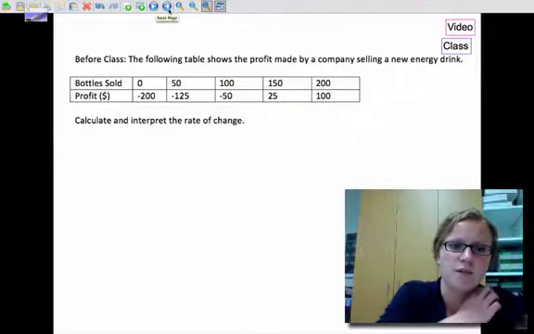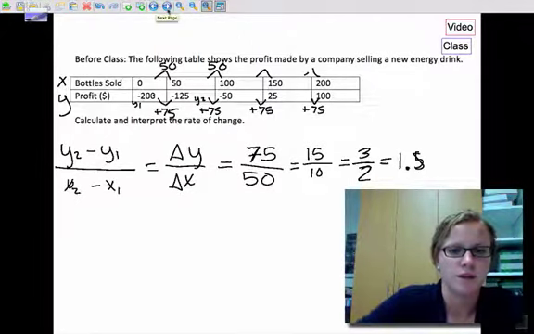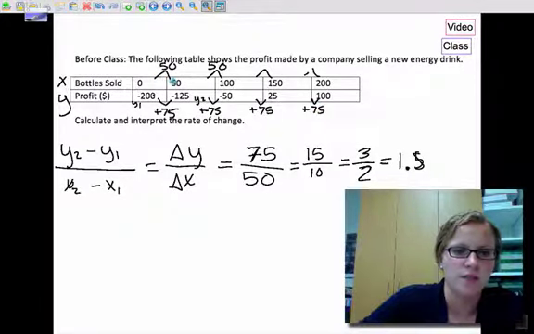Before class, they were asked to calculate and interpret the rate of change for this table. So you can have them get that out, maybe talk to a partner, and then here is the work there. They can calculate the rate of change by taking a y2 value minus a y1. Any of these y2 values, the second one minus the first one gets us 75. Our constant rate there is 75 for the y's, that's a rise, and our constant rate is 50 for the x's. That reduces to 15 over 10, 3 over 2, or 1.5.